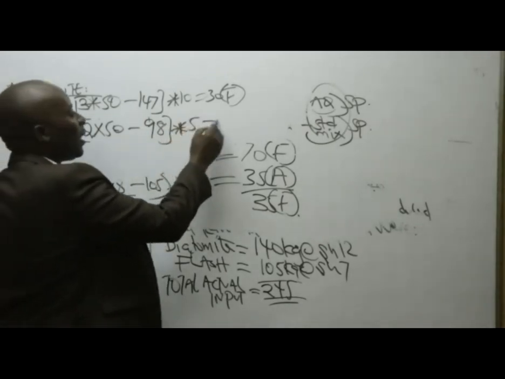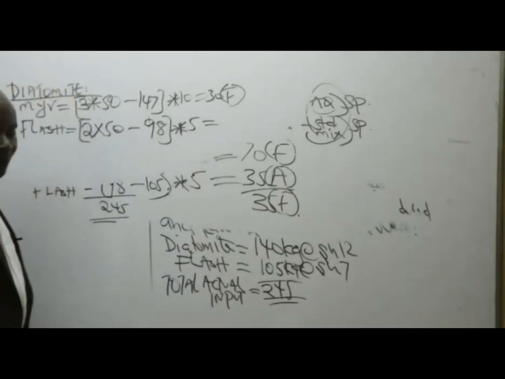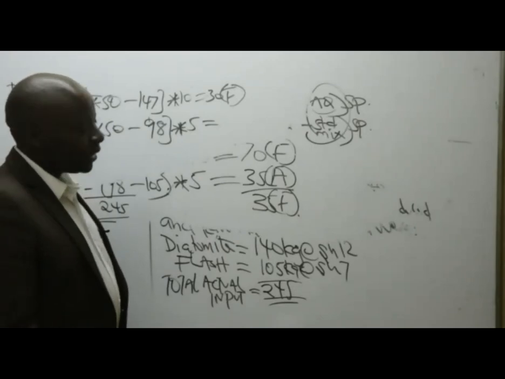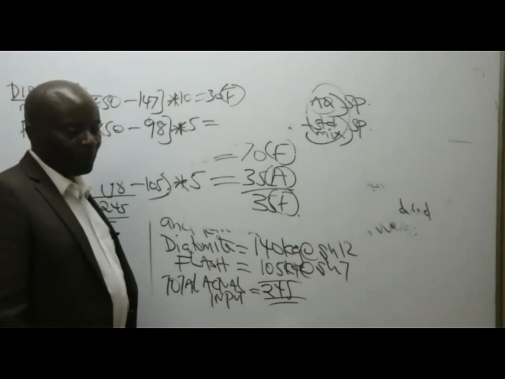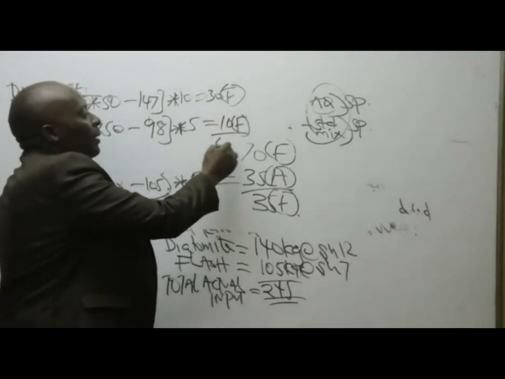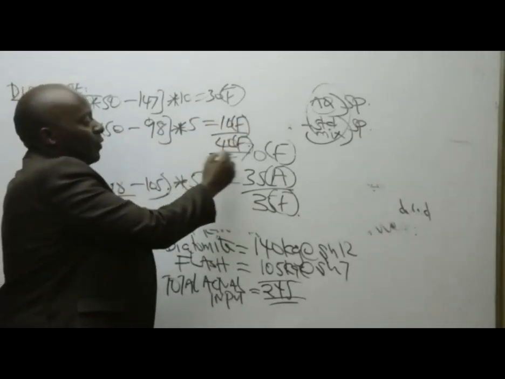Then at the end of the day, I will end up getting what figure, somebody there? At the end of the day, I'll end up getting 10, right? So is it 10 favorable or 10 adverse? 10 favorable. Thank you very much. So kiziongeza zote mbili inakuja ngapi? 40 favorable.